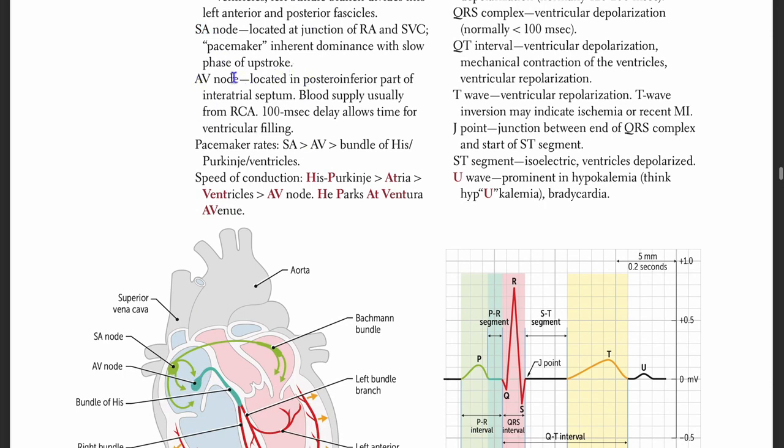Okay. So the AV node is located in the posterior inferior part of the septum. Remember that too, because I think they also differentiate between which part of the atrial septum. Blood supply is usually from the right coronary artery. A 100 millisecond delay allows time for ventricular filling.